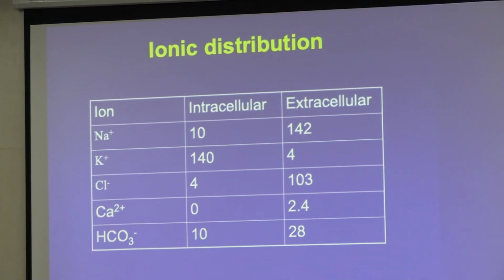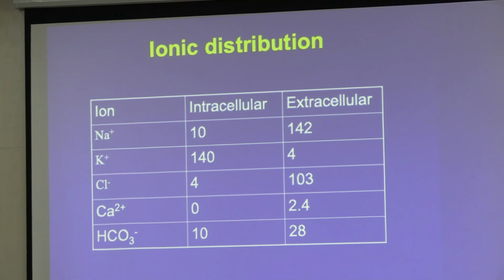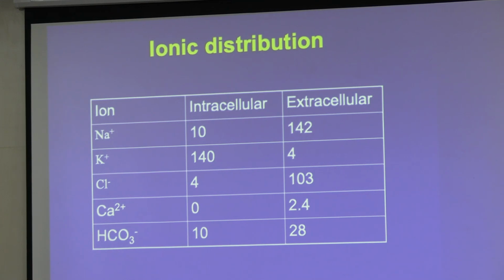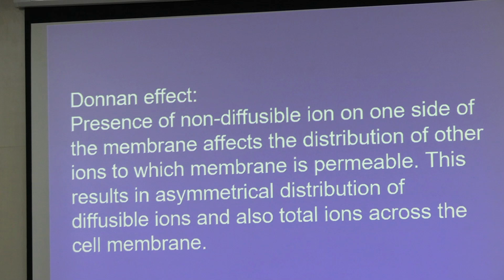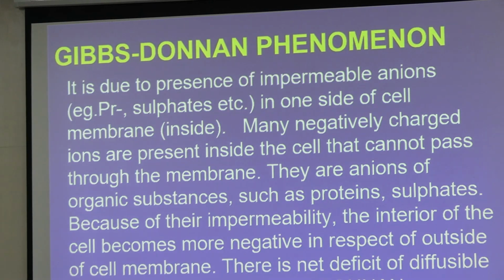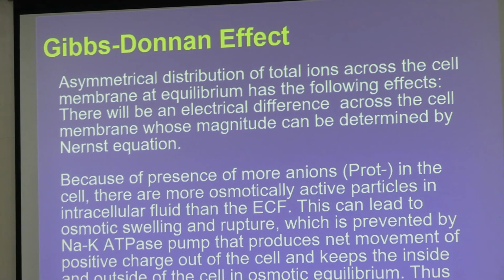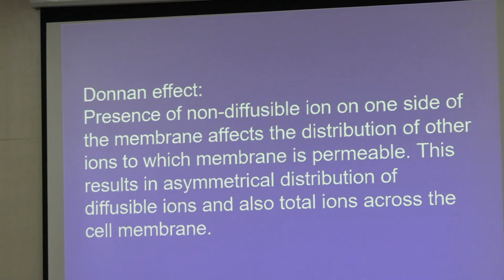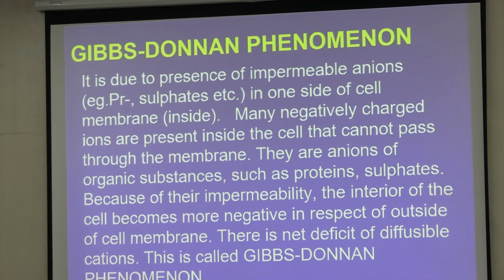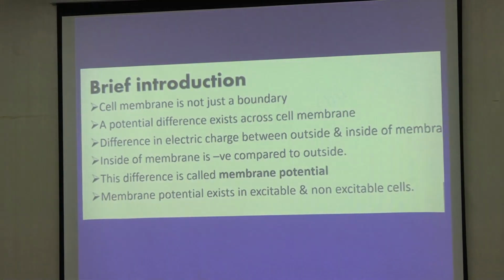This is also from another book, so somewhere it is sometimes a little bit different. So it is the gist. The main ions concerned with the resting membrane potential or generation of action potential are these. We'll come to this later. These are the Donnan effect, Gibbs-Donnan phenomena, and Gibbs-Donnan effect.